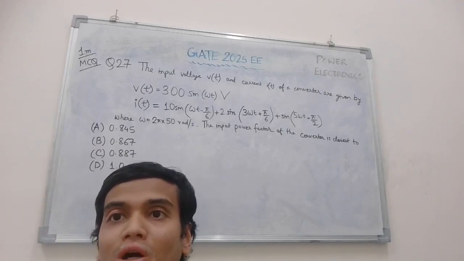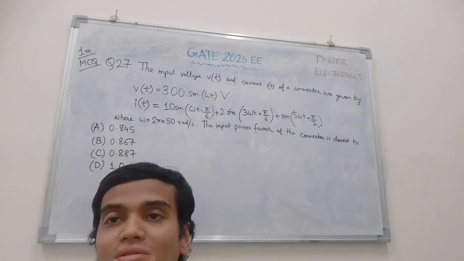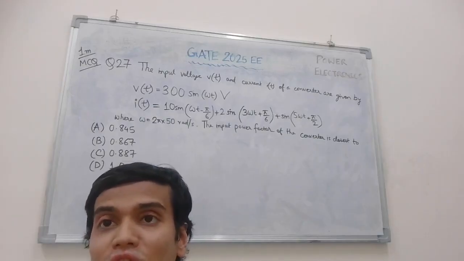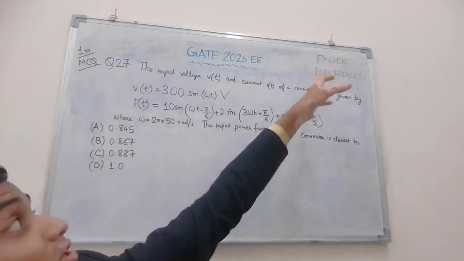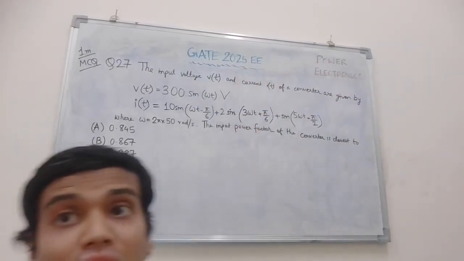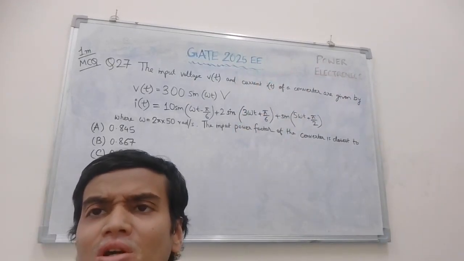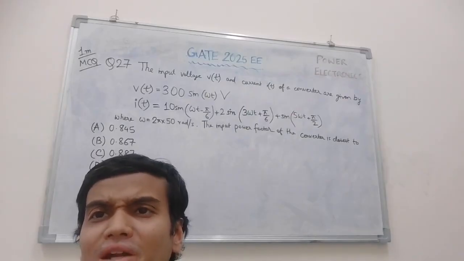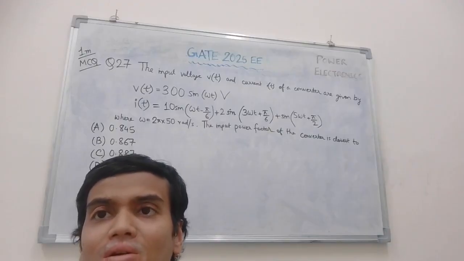In this video, I am going to discuss the detailed video solutions to questions that came from subject Power Electronics and get to know electrical engineering. Basically, 6 questions came from Power Electronics, 2 of 1 mark and 4 of 2 marks, total 10 marks, which were of moderate to difficult level.